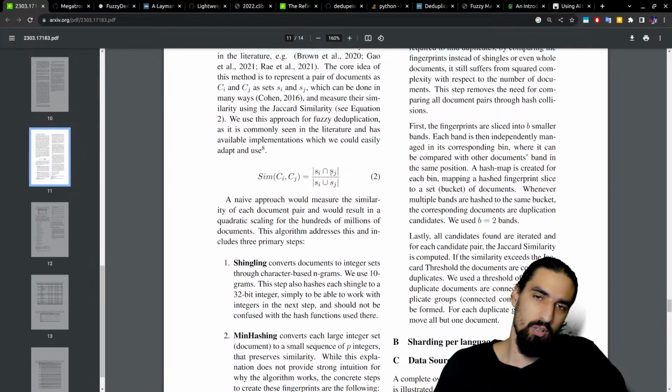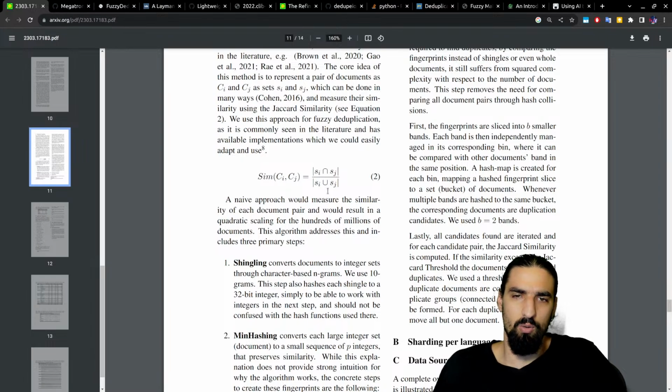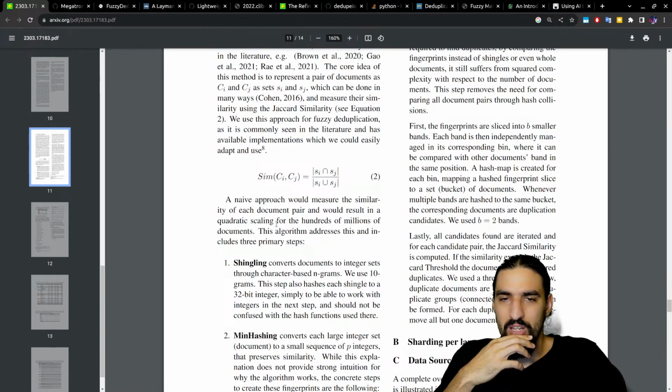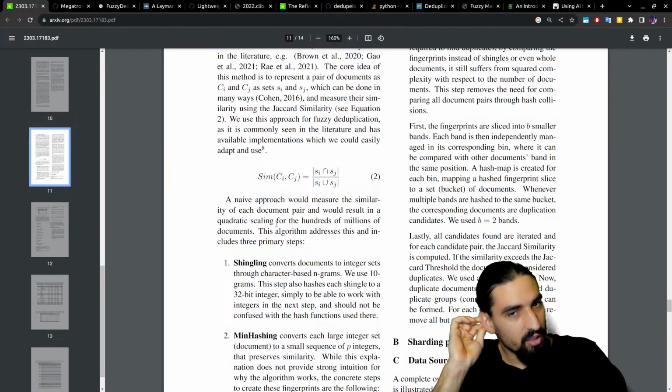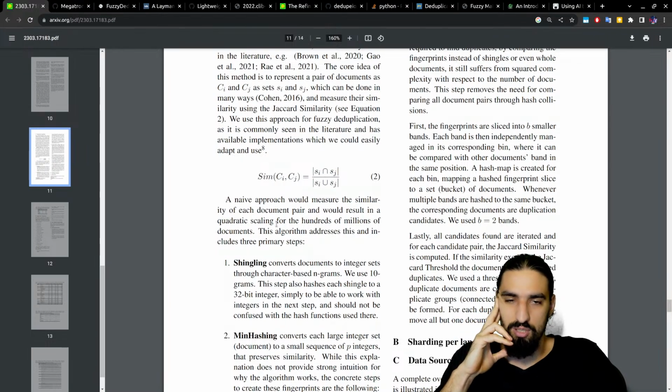Okay, so if the union, the size of this set over the size of the union, intersection over the size of the union, a naive approach would measure the similarity of each document pair and would result in a quadratic scaling for the hundreds of millions of documents. This algorithm addresses this and includes 3 primary steps.